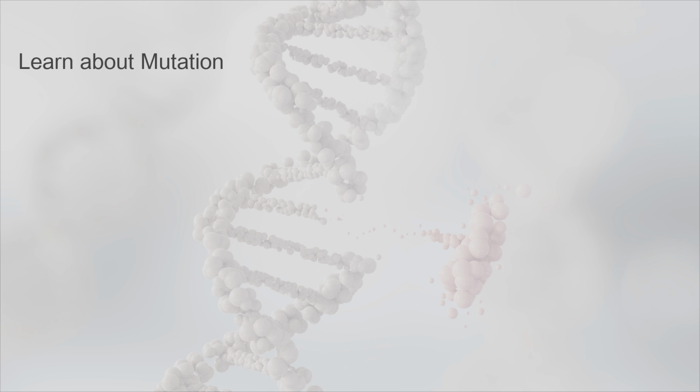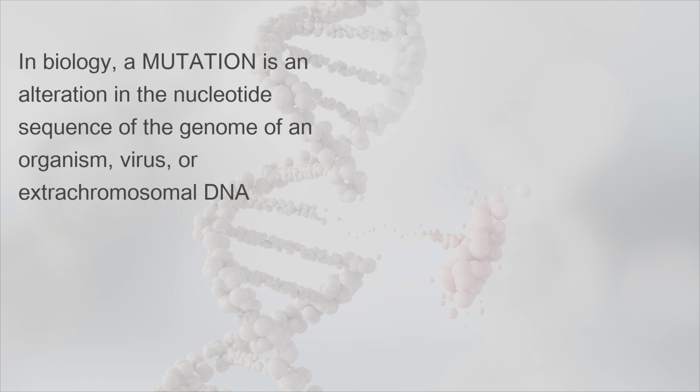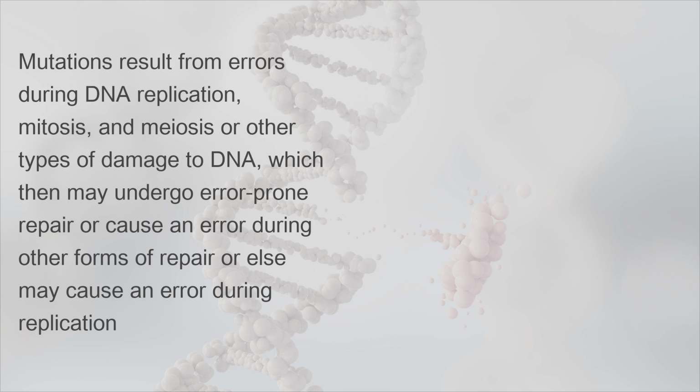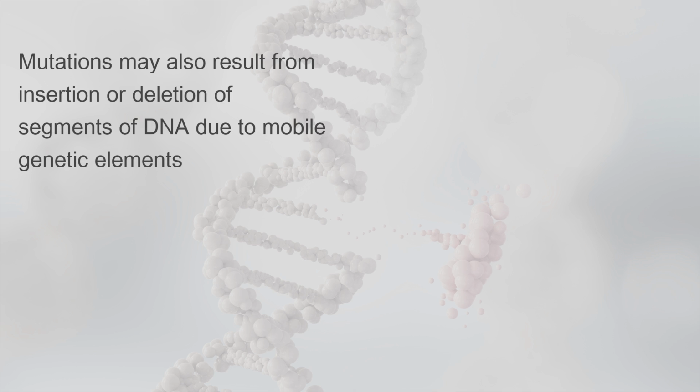Learn about mutation. In biology, a mutation is an alteration in the nucleotide sequence of the genome of an organism, virus, or extrachromosomal DNA. Mutations result from errors during DNA replication, mitosis, and meiosis, or other types of damage to DNA, which then may undergo error-prone repair, or cause an error during other forms of repair, or else may cause an error during replication. Mutations may also result from insertion or deletion of segments of DNA due to mobile genetic elements.